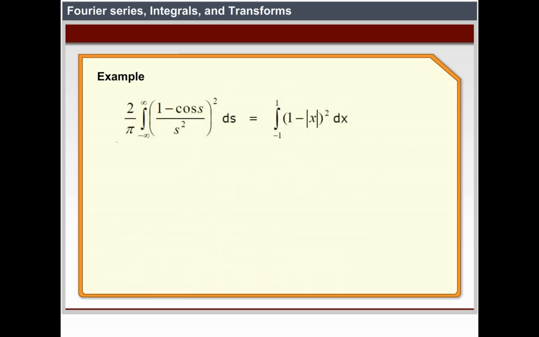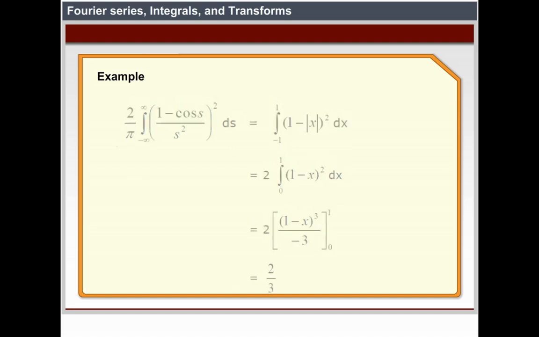Then 1/(2π) times the integral from minus infinity to plus infinity of ((1 - cos s)/s^2)^2 ds equals the integral from -1 to +1 of (1 - |x|)^2 dx, which equals 2 times the integral from 0 to 1 of (1 - x)^2 dx. It's an even function, so the integral is converted into 2 times the integral from 0 to 1. After integrating, we get 2 times (1 - x)^3 / (-3) with limits 0 to 1, which equals 2/3. We get 2/3 after applying the limits.